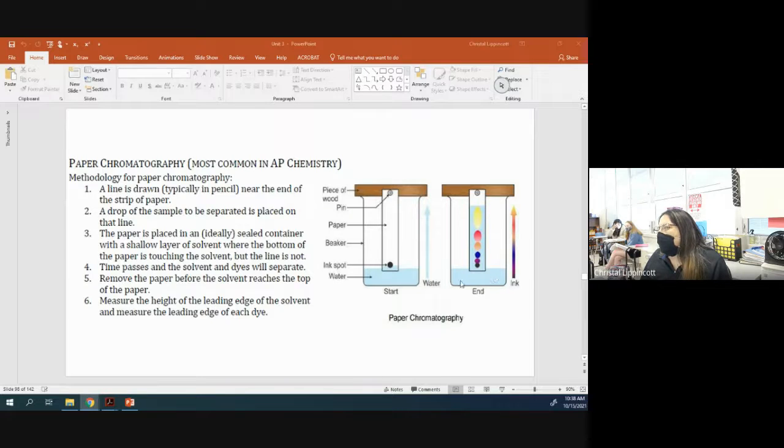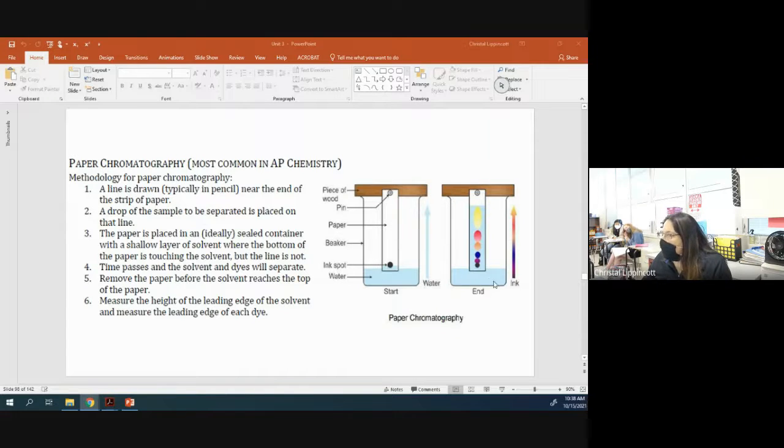If this is a polar solvent, this would be the most polar dye because it's going to stay with the solvent and move with the solvent the furthest. If this is a non-polar solvent, then this would be the most non-polar dye. It's going to move further with that. Does that make sense? So the most polar is the highest number.